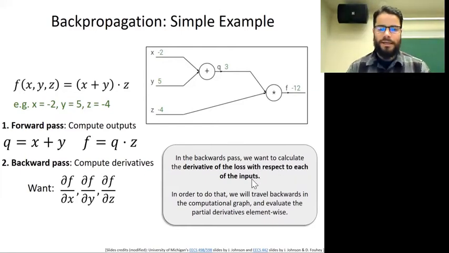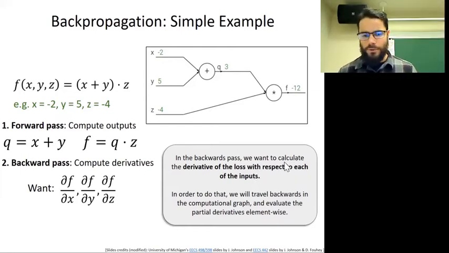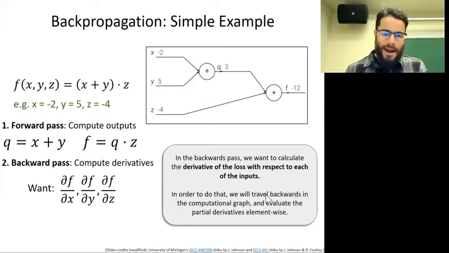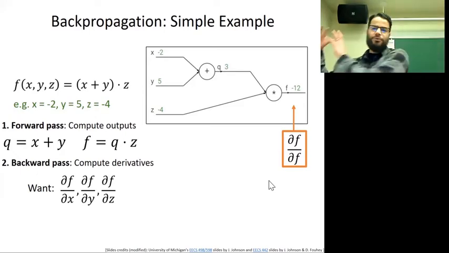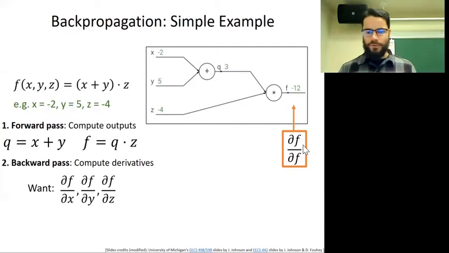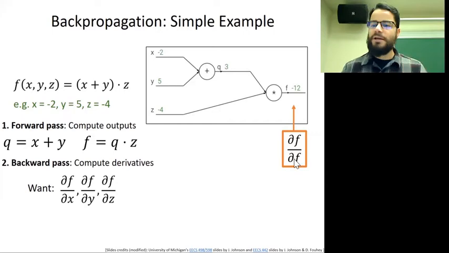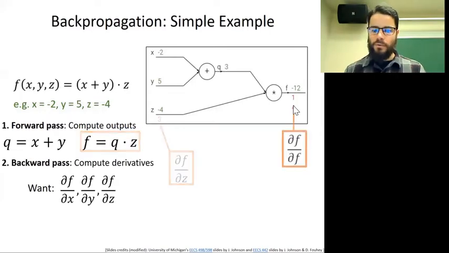So in the backward pass, we want to calculate the derivative of the loss with respect to each of the inputs. In order to do that, we'll travel backwards in the computational graph and evaluate the partial derivatives element-wise. More specifically, node-wise, okay? The very first partial derivative that we are going to calculate, as I said, we start on the extreme right, and then we keep making our way up until the beginning of the network, so the extreme left. All right, so the first partial derivative is the partial derivative of the loss with respect to itself. Anything that you change on this function is going to change its value, so the derivative, of course, is going to be 1. Very good, so that's an easy one.